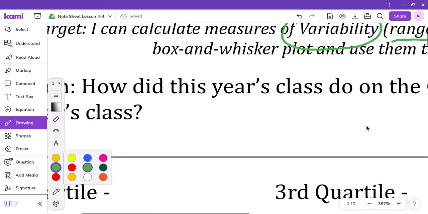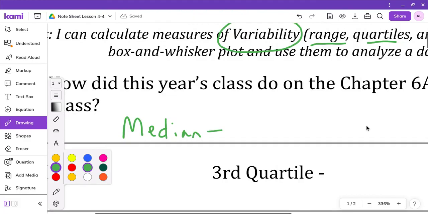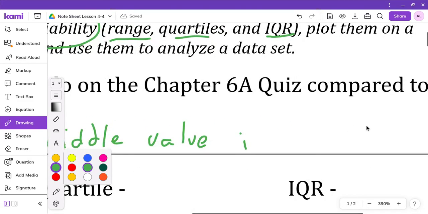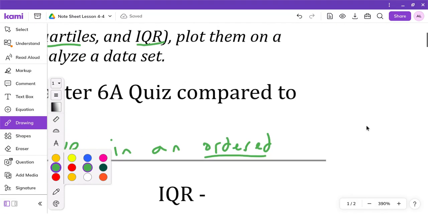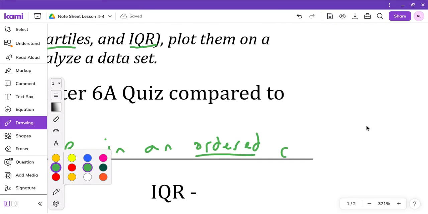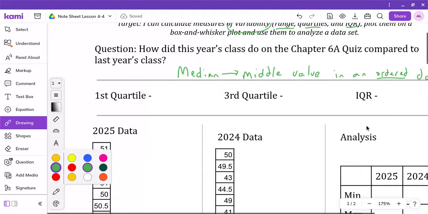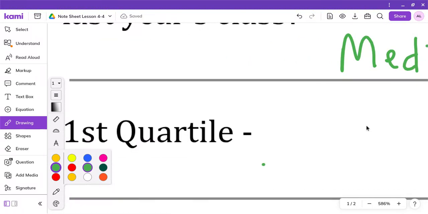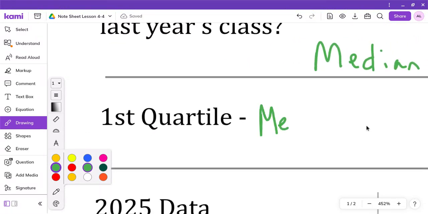You'll remember from the last lesson that the median is the middle value in an ordered series or ordered data set. The first quartile then would be the median of the first half of the data.